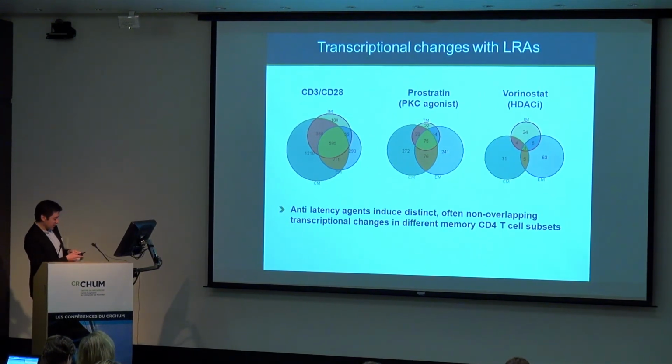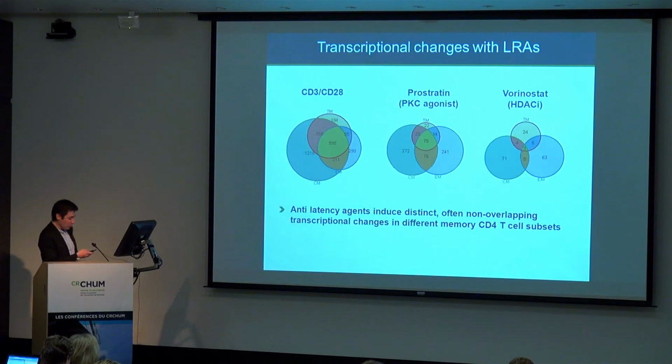And what you see on this picture, and I will skip the CD3, CD28, which obviously will never be used in patients, but the prostratin and the vorinostat, which are two molecules that we would like to use in shock approaches, as you can see, they induce genes in some subsets and not in others. So the most dramatic example is probably the vorinostat or SAHA: only 3 genes are commonly modulated between central memory, transitional memory, and effector memory.